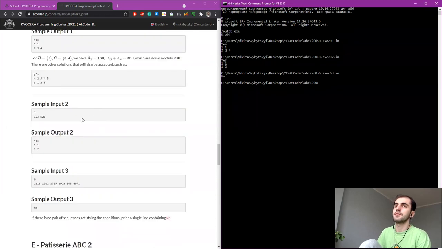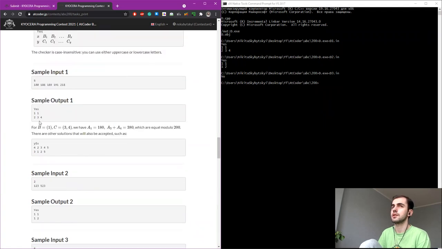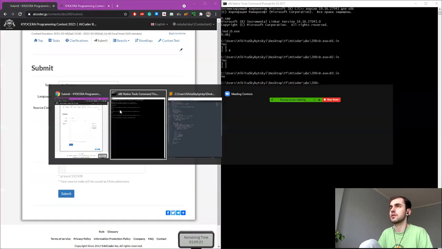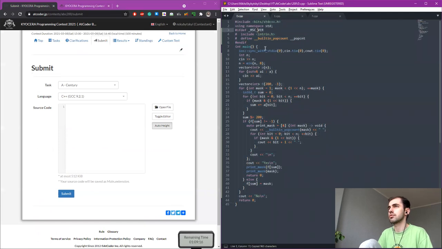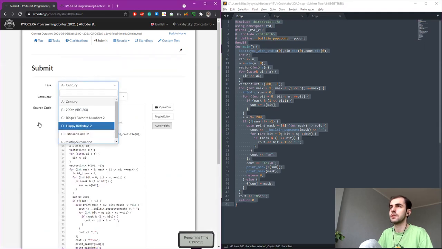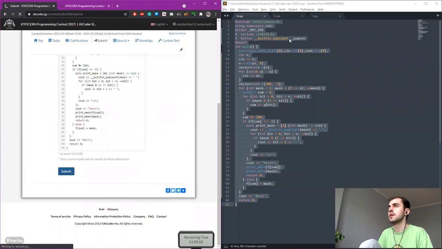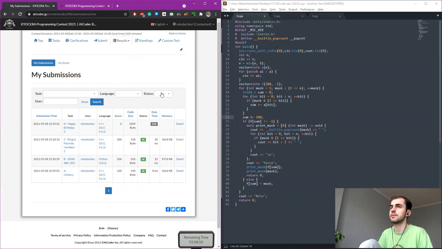So, yeah, here are the answers, matches, and yeah, I actually got exactly the answers I expected. I believe just this one gets executed. That's a preprocessor directive so that we can use built-in popcount on MSVC, which we are running here locally, but it should work on GCC as well. Okay, got accepted.